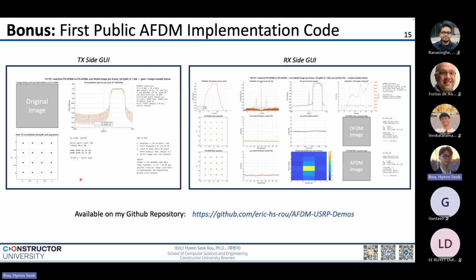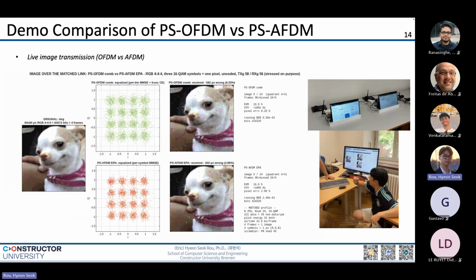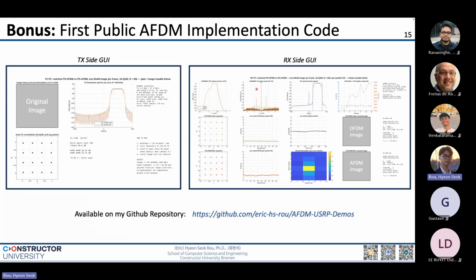You have the TX side GUI, which is pretty much the same thing as we have here, the transmission side. And here we have the receiver side GUI where you can see all the stats and also the two OFDM and AFDM received images, which you can simply replace with your own. And you can also change the gains and the constellation sizes on each side.